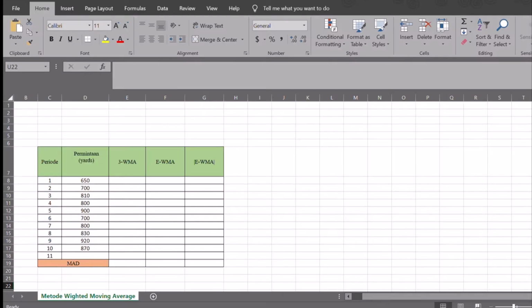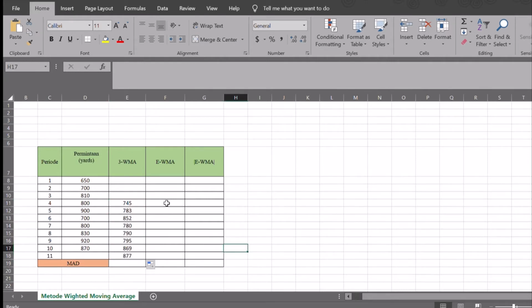The next method is the weighted moving average method. The weighted moving average is a method of giving weight to each historical data, with the formula in Excel F(t+1) equals the weight of 1 times historical data, plus the weight of 2 times historical data, plus the weight of 3 times historical data, and the sum of the weights must equal 1. The formula above is used for the 3-period weighted moving average because the case study uses 3 weights, which are 0.2, 0.3, and 0.5.